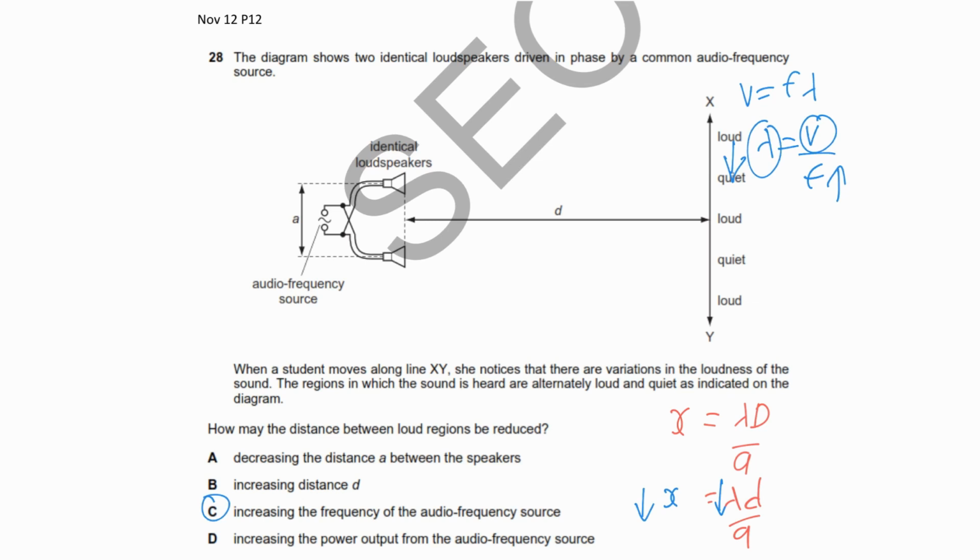But just to check whether D can be possible or not, they said you are just increasing the power output. Now what will happen if you increase the power output from the source here? Basically these two will be louder. So what will happen is the loud will become louder, but the quiet region will stay quiet, because it doesn't matter that the amplitudes are bigger, they will still cancel out each other here.